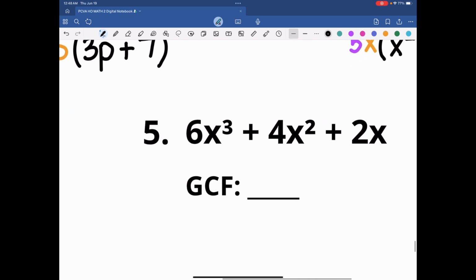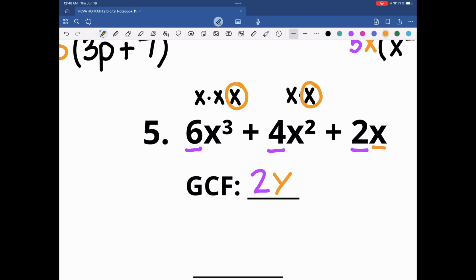All right, and this last GCF. For my numbers, I've got 6, 4, and 2. So the largest number I can divide out of all 3 of them is 2. And then for my variables, I've got 3 x's here, 2 x's here, and then I've got 1. So we're able to take out 1 x from each term. So our GCF for this one is going to be 2x. So if we divide 2x out of each term, we're going to factor that GCF out.